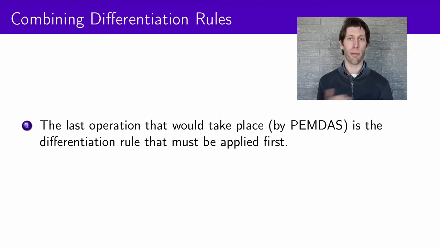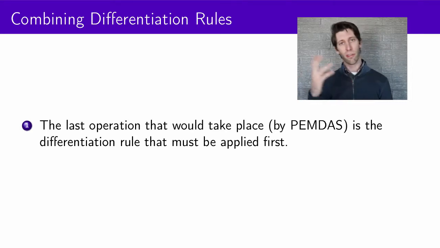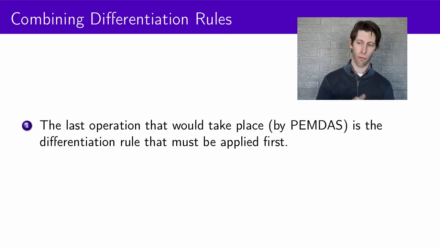So last operation by order of operations, that is by PEMDAS. So let's say, for instance, that multiplication is the last thing that would have happened in PEMDAS. That's the first thing that you would differentiate. So if it's multiplication last, you apply the product rule first. If it's division last, you apply the quotient rule first, and so on down the line.